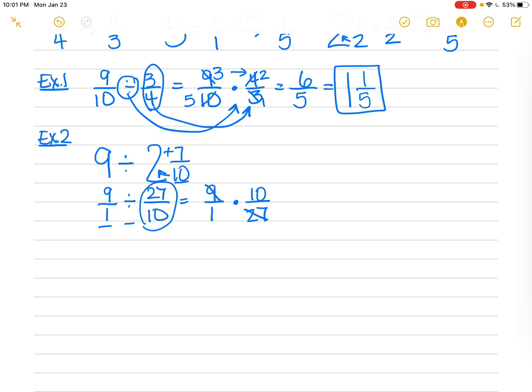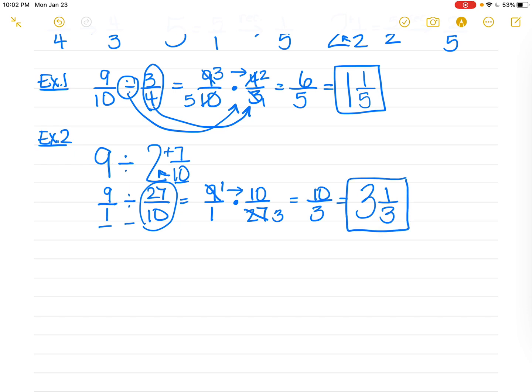Now I can simplify. Both of these can be divided by 9. So I'm going to put 1 and 3. I can multiply across: 10/3. And then I simplify once again because this is improper. So 3 goes into 10 3 times. I have 1 left over, and 3 stays on the bottom.